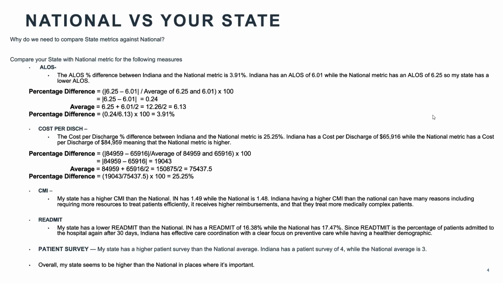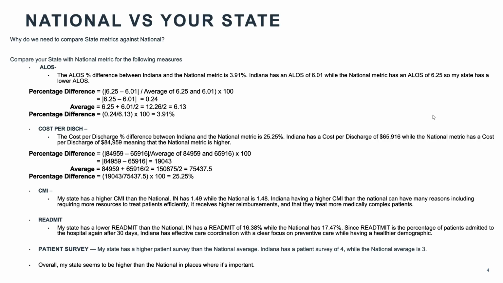Here we see the national versus Indiana. The average length of stay difference between Indiana and the national metric is 3.91%. Indiana has an average length of stay of 6.01, while the national metric has an average length of stay of 6.25. So my state has a lower average length of stay. Right below it, we see the calculations I did to get to 3.91%.